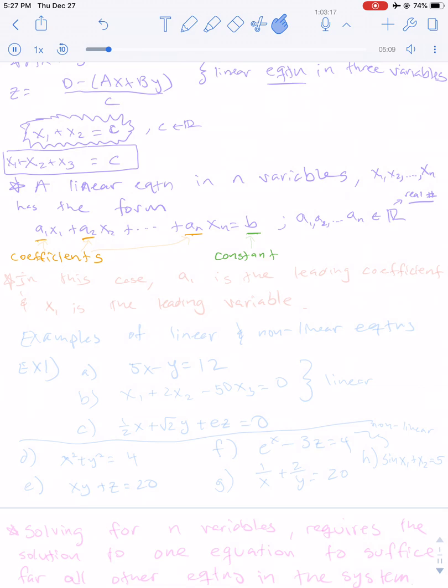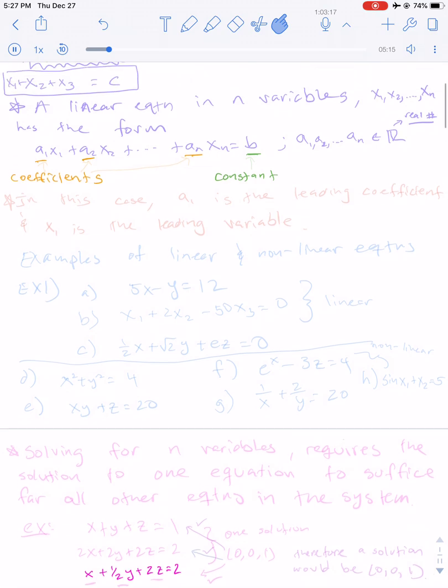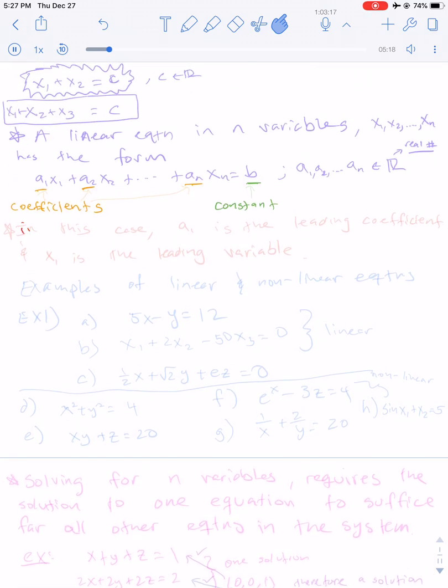Now, we also have a sub 1 being our leading term. So let me change that. In this case, a sub 1 is the leading coefficient, and x sub 1 is the leading variable. And this is based off the order of it. So x sub 1 is first because of the 1.